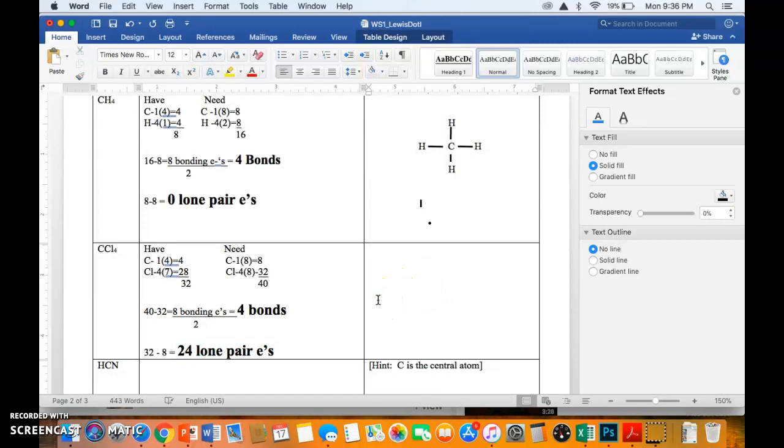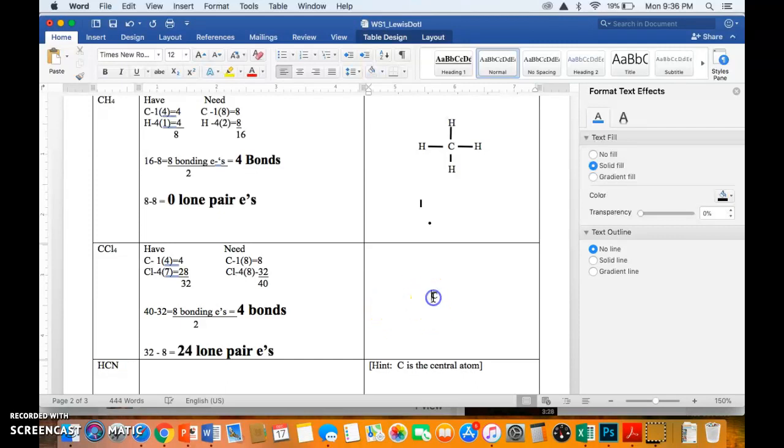All right, I'm ready to draw. To draw, your least electronegative element goes in the middle. The element farthest away from fluorine would go in the middle. So if I look at my periodic table, my choices are carbon and chlorine. Who's farther away from fluorine? Hopefully your answer is carbon. Carbon is going to go in the middle.